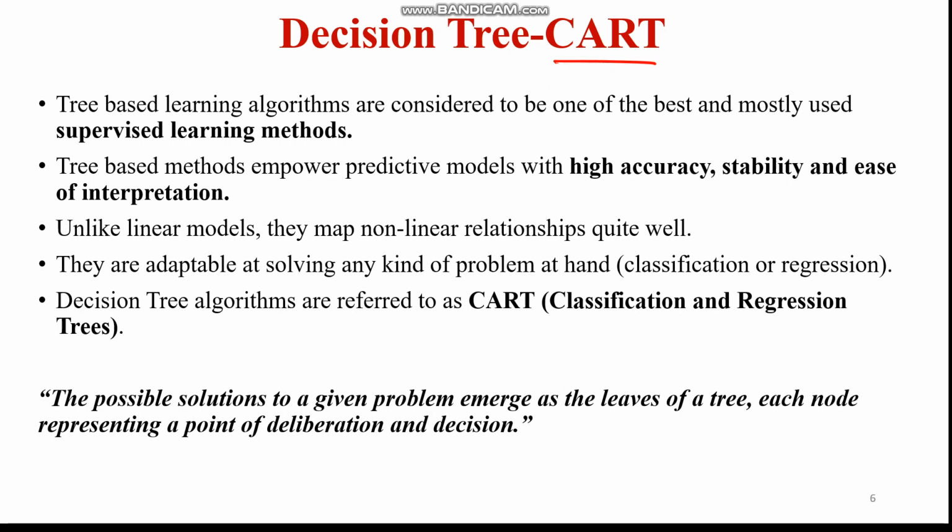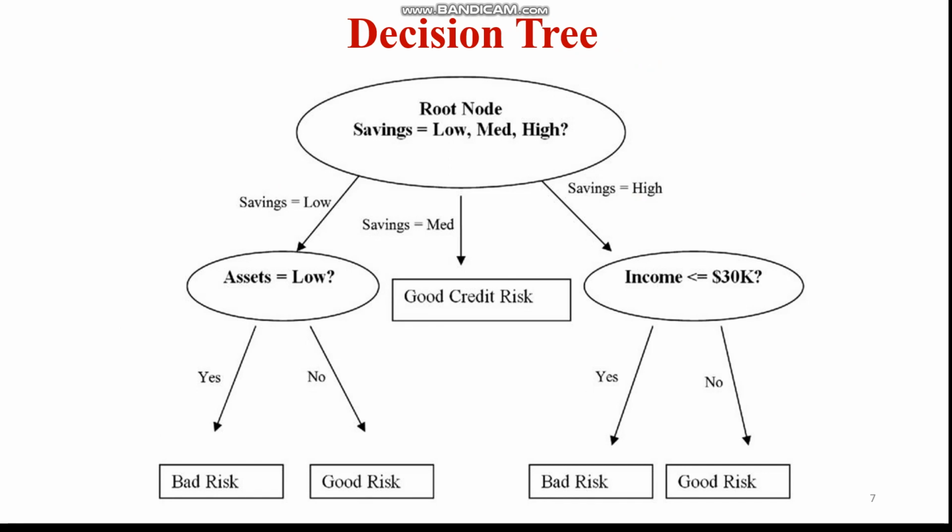It is a supervised learning model which has high accuracy. Stability is also high and it is very easy to interpret, because while looking at a tree we get very good information and can easily interpret the results from that. As its name suggests, it is used for both classification and regression purposes. The possible solutions to a given problem emerge as the leaves of a tree. Each node represents a point of deliberation and a decision.